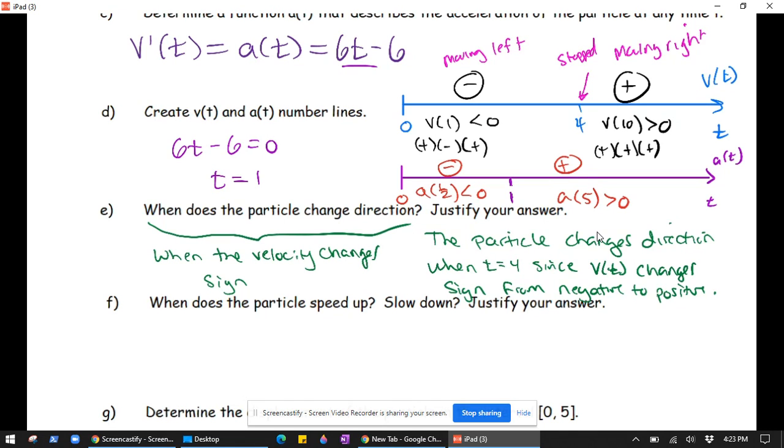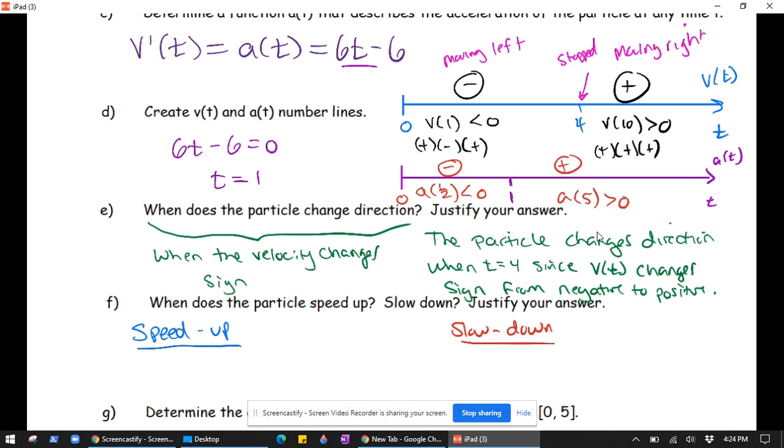When does the particle speed up? So this is going to be where we have to take a little diversion. I'm just going to indicate speed up. Okay, we're going to come back to this in a second, and then slow down. We'll indicate there. Now, here's the thing. This can be a little tricky.